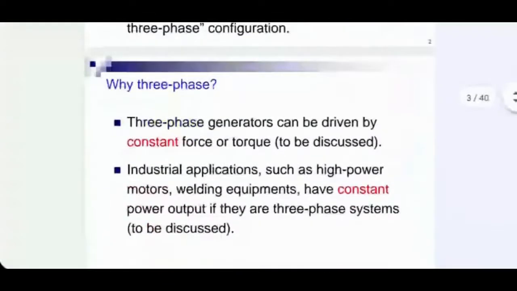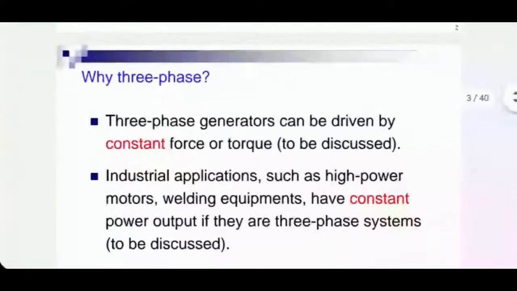Why three-phase? Three-phase generators can be driven by a constant force or torque. I told you that instantaneous power has no time-dependent component. So when you use the same system in the opposite direction, the power requirement also does not have a time-dependent component in it. So the mechanical power required for generating electrical power needs to supply a constant torque, which is a very big advantage for three-phase systems.